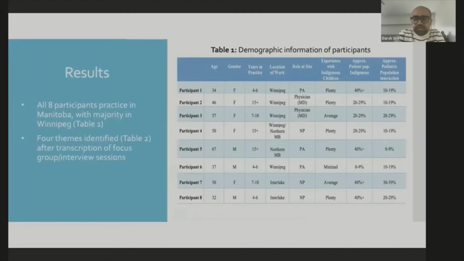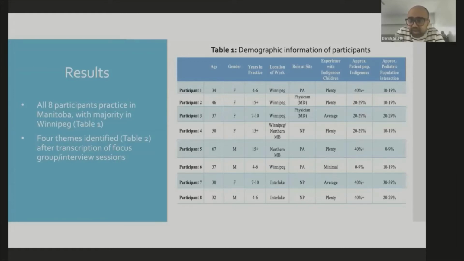So in terms of my results, I had 8 participants who were all from Manitoba, but the majority practicing in Winnipeg. As you can see, the demographic information is laid out here. I had PAs, physicians, and nurse practitioners. Unfortunately, I wasn't able to get any primary care nurses due to their redeployment throughout the COVID-19 pandemic.